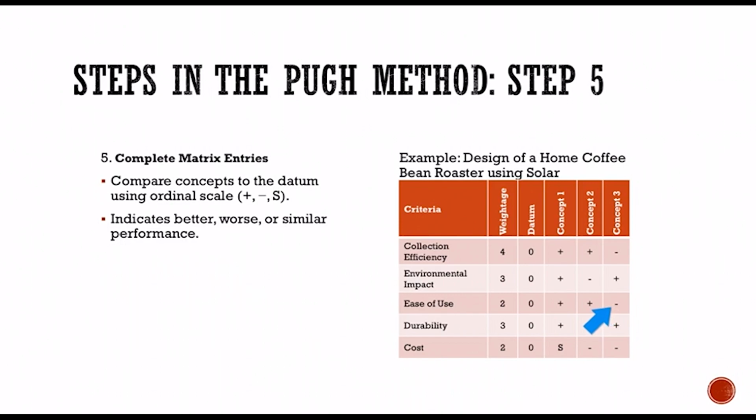And last, let's say we consider concept number 3 against the datum in terms of durability. We found that concept number 3 has better performance in terms of durability when compared to the reference product. So we put a plus here. Plus means that it has better performance in terms of durability. So you can complete the matrix entries. After you have completed the matrix entries, you can go to step number 6.